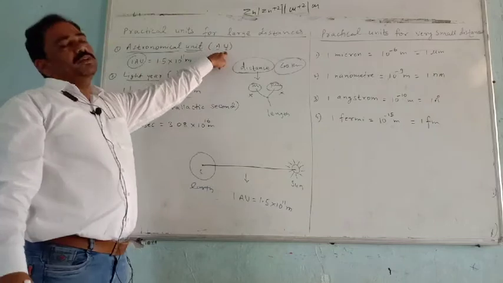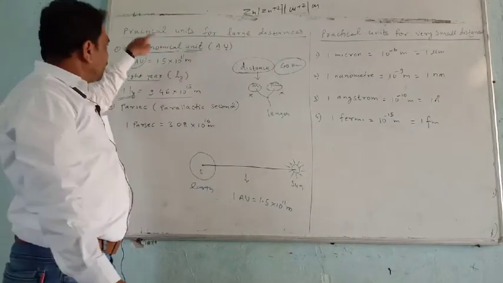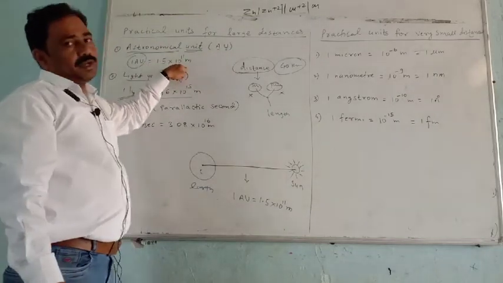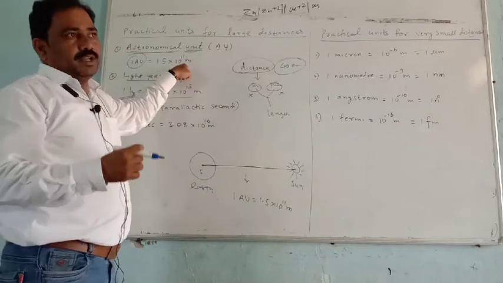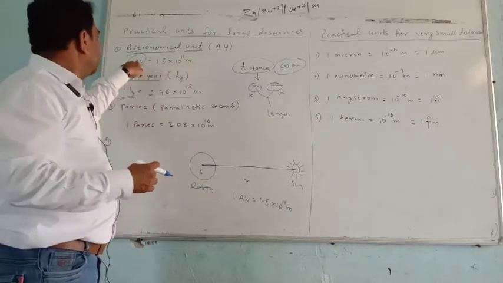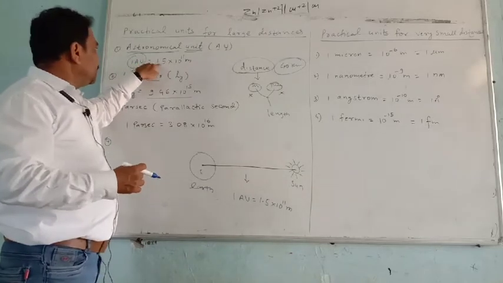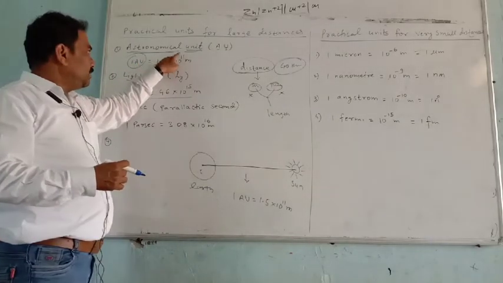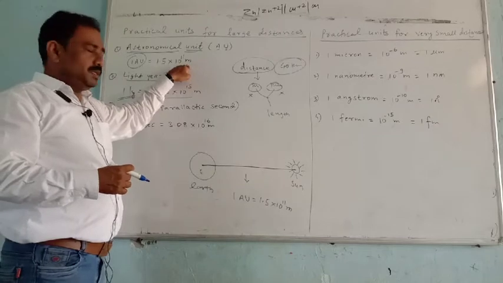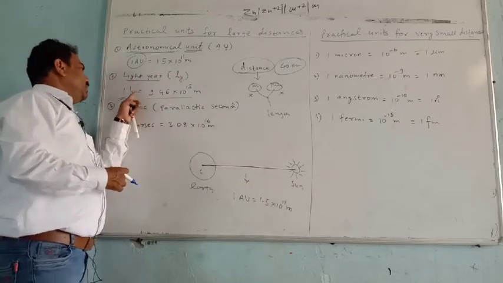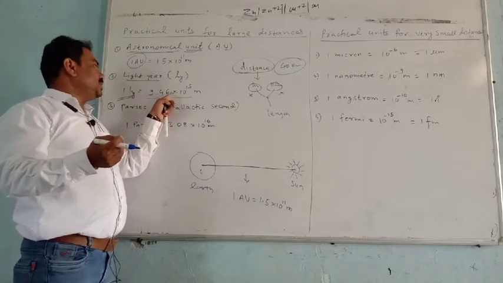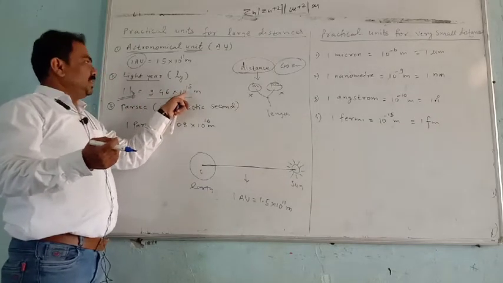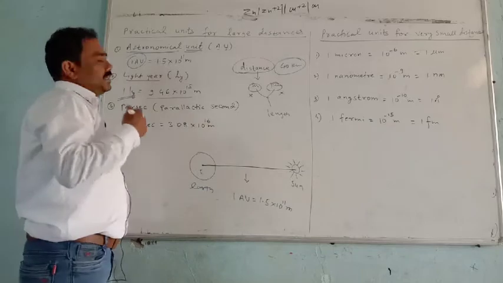If it is an astronomical unit, then definitely its value is 1.5 into 10 to the power 11. So you should remember the correct value of one astronomical unit, which is equal to 1.5 into 10 to the power 11 meter. Then if it is one light year, it is 9.46 into 10 to the power 15 meter.